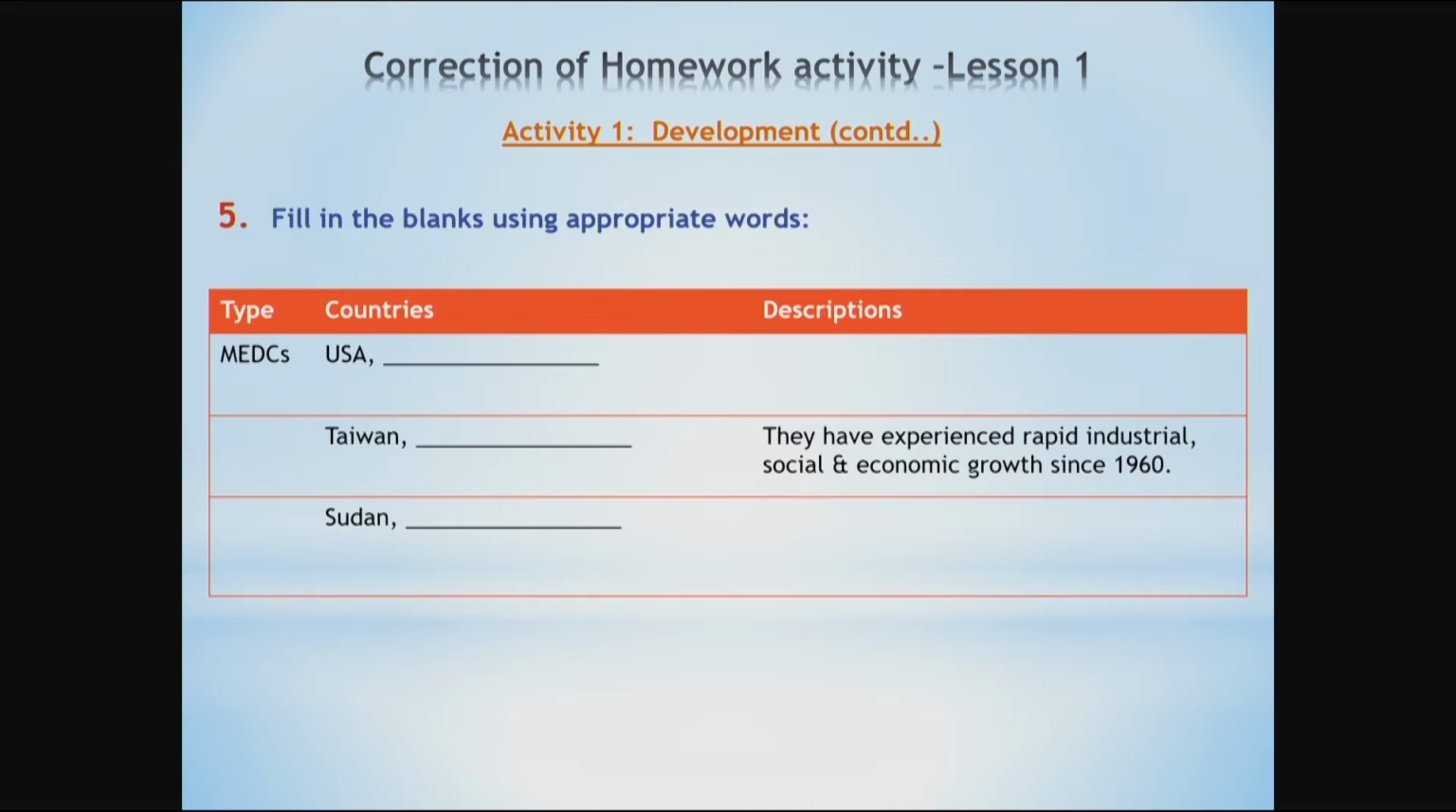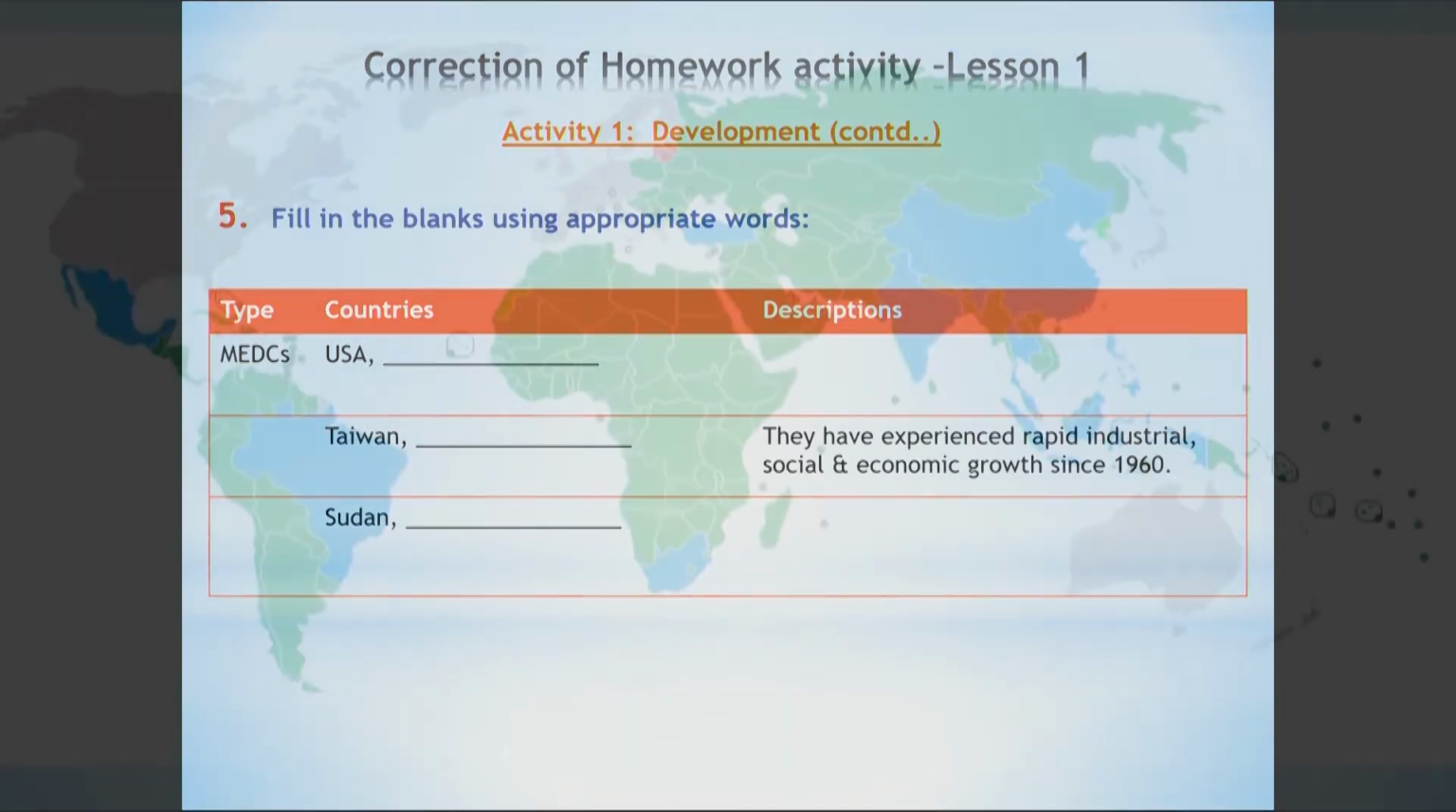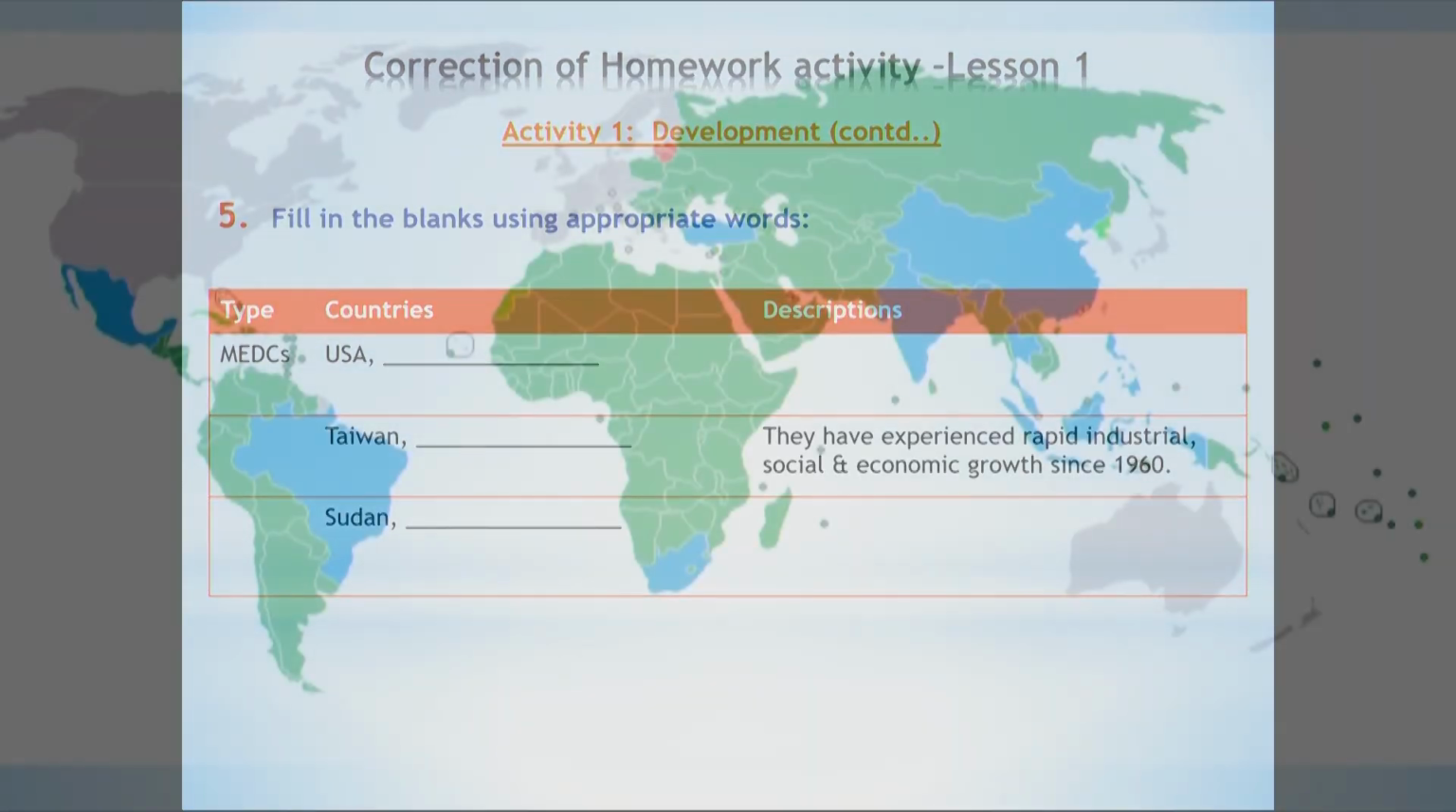Okay, so we start with MEDCs, which are the more economically developed countries. Very good. So the country here is USA, and I asked you for another country, so you can give me any countries, if you use your map 1, any countries that are shaded, highlighted gray or red on map 1. Okay, so it's gray, so make sure you see the map clearly.